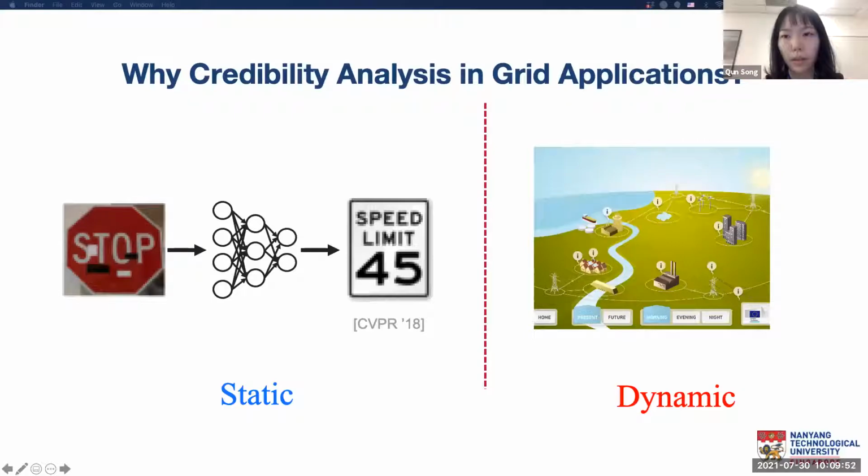Various adversarial example algorithms have been proposed and shown effective in the field of computer vision, and the corresponding vulnerability analysis has been conducted in safety-critical systems. So you may be wondering why we need to analyze the vulnerability in the DNN-based grid applications. In the left figures, adversarial stickers are pasted on the stop sign and successfully mislead the traffic sign recognition model to output the speed limit sign prediction.